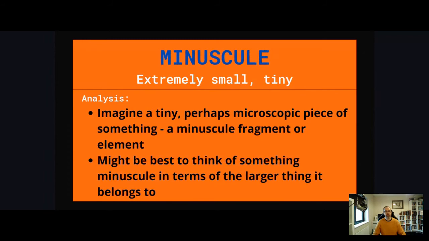The next word is minuscule. This is something that is extremely small or tiny. So imagine a tiny or perhaps microscopic piece of something, maybe a rock or something like that. This is a minuscule fragment or element. It might be best to think of something minuscule in terms of the larger thing it belongs to. So minuscule is more about the larger thing. It's a component of something larger.